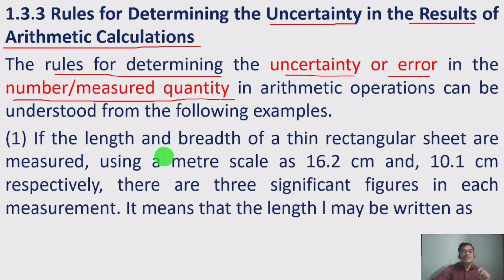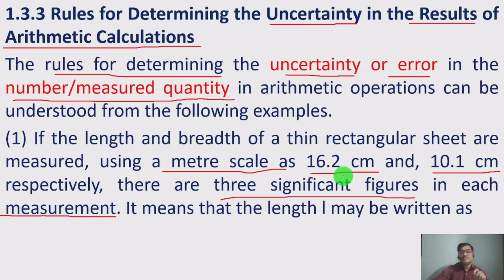First one, if the length and breadth of a thin rectangular sheet are measured using a meter scale, that is given as 16.2 centimeter and 10.1 centimeter. The length is 16.2 centimeter and the breadth is 10.1 centimeter respectively. There are three significant figures in each measurement.